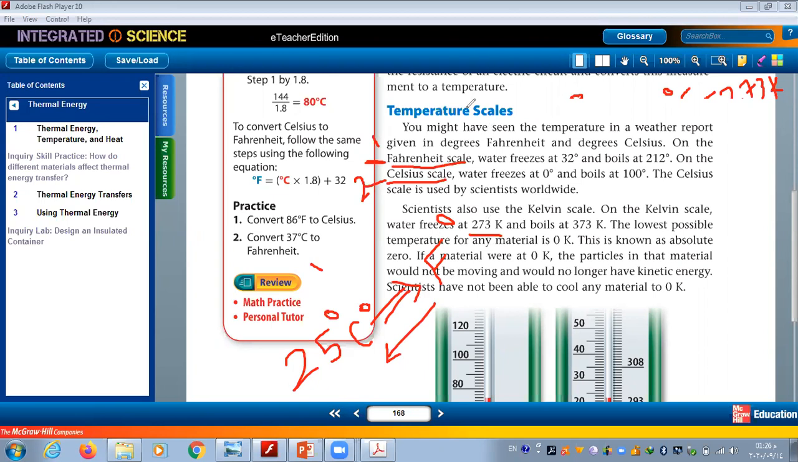Yes, Mazen. Teacher, sorry, but in these equations can we use the calculator? Yes, you can. Okay, thank you, teacher.